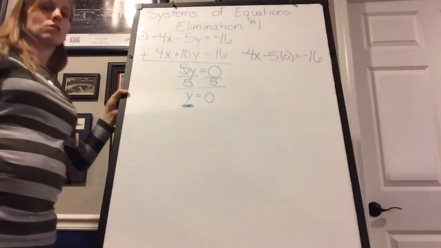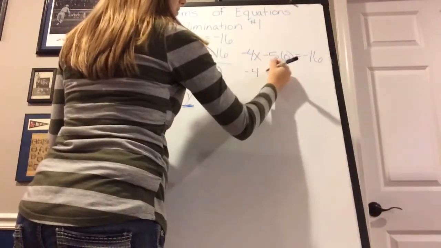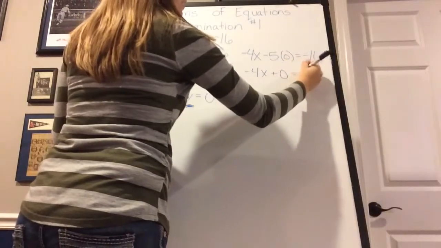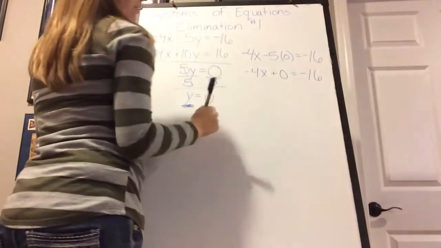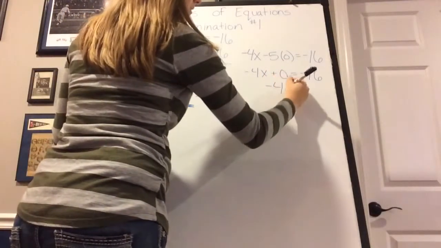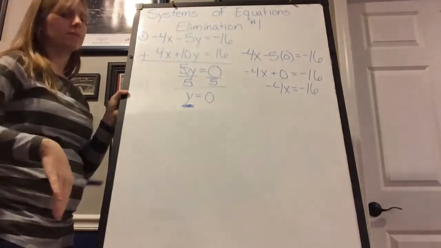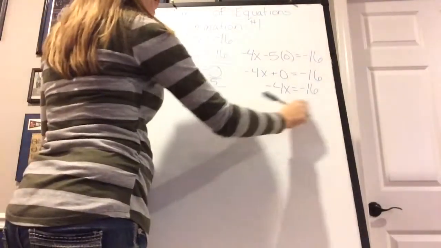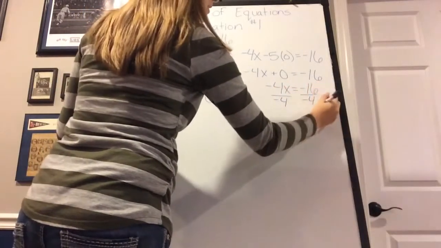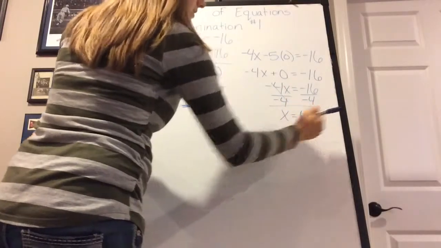So now I just solve this for x. I need to do my multiplication first, so I have negative 4x. Negative 5 times 0 is just 0, equals negative 16. All right, well, negative 4x plus 0 is just negative 4x. Adding 0 to anything doesn't change it, so it just pretty much goes away, okay? And then to solve for x, I need to divide. So I divide both sides by negative 4. The negative 4's cancel. I get x equals positive 4.